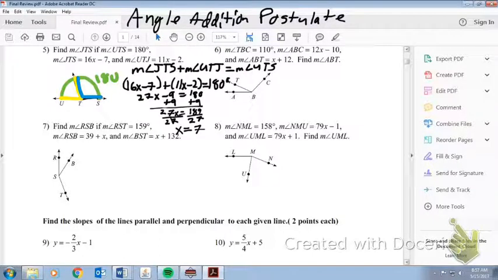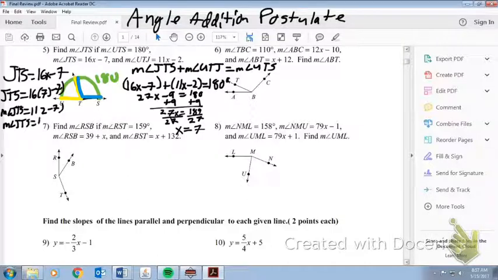So now what we're going to do is take that 7 and plug it back in, because we're asked to find JTS. We know that JTS equals 16x minus 7. We're going to plug that 7 back in, so we get JTS equals 16 times 7 minus 7. That gives us 112 minus 7, or 105. So JTS is 105 degrees.